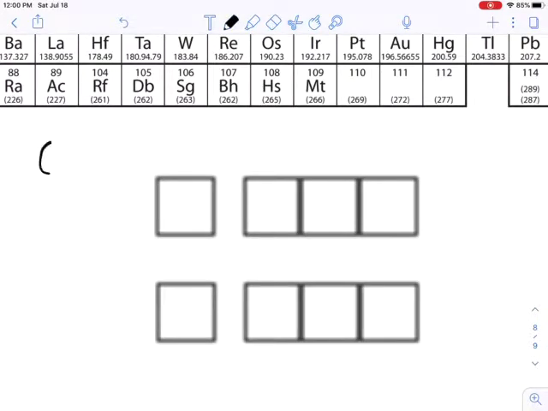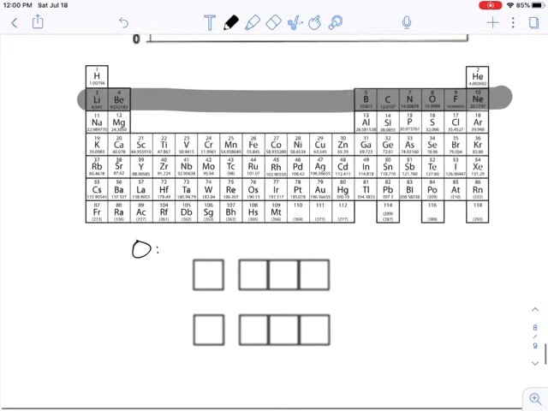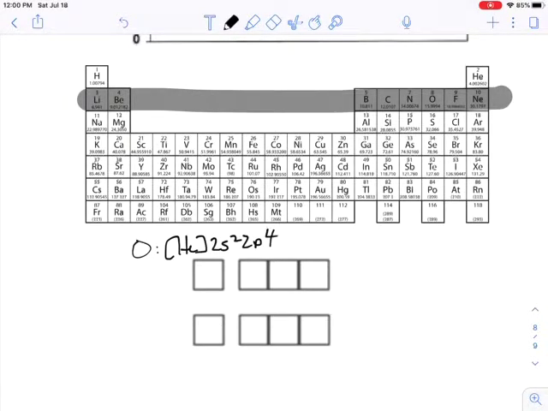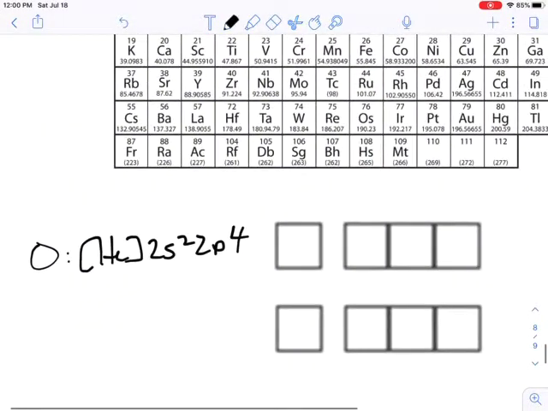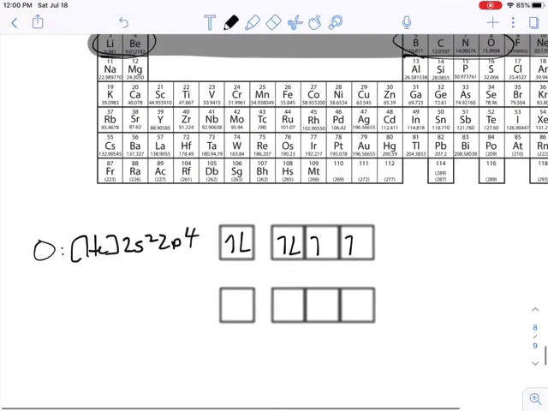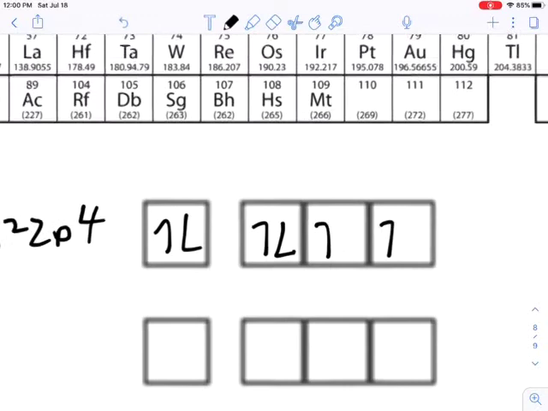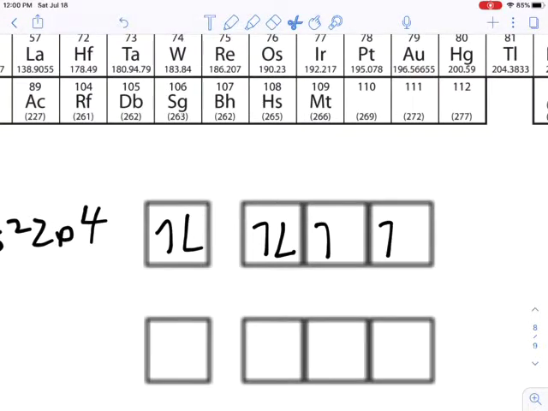Well, why would that be? Well, let's draw the electron notation for it. Here is oxygen, and oxygen has the notation of helium, and then it's going to be 2s2, 2p4. So here is helium, and then it's going to be s2 and p4. So that is the notation for oxygen. If we put those into the boxes, we get s2 and now p4. 1, 2, 3, 4.